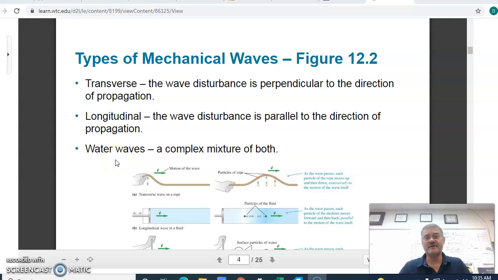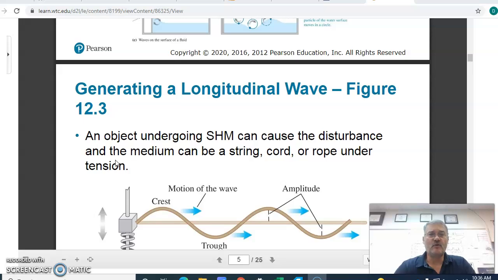A water wave is a combination of both of those waves. An example would be if you're out in the boat on the lake and you drop a styrofoam cup overboard. The cup is going to move up and down, which is a transverse motion, but it's also going to drift towards the shore or wherever the current takes it, and that's the longitudinal. So it's a combination of both, and that's how they define a water wave.